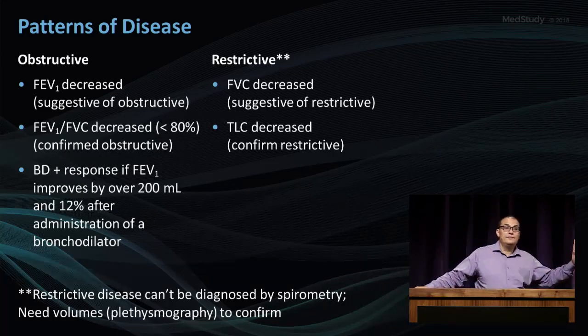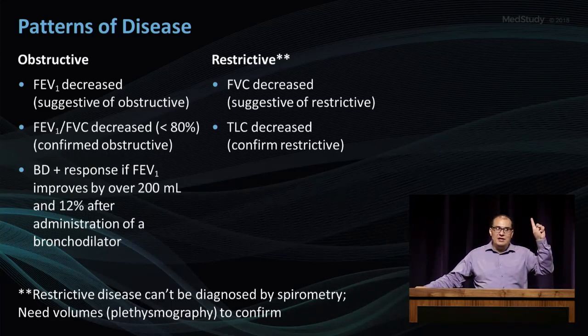This is obstructive. If you want to know if there is a bronchodilator response, you need two together, not one, two. You look also at FEV1. If it increases after you give 4 puffs of albuterol by more than 12% or 200 ml in the volume of FEV1, then it is a positive bronchodilator response.